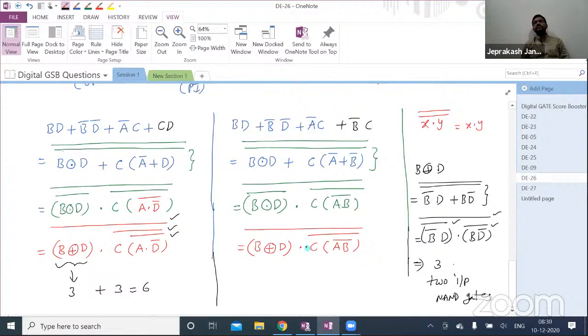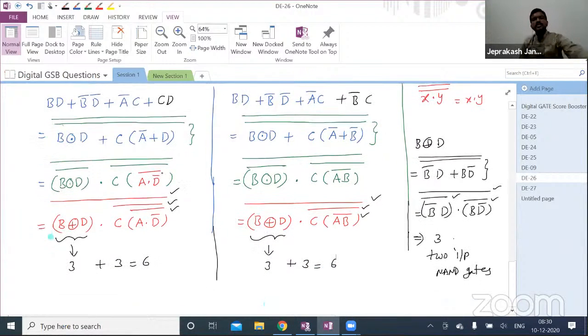Similarly, here also just observe how many 2 input NAND gates we require to implement this function. This one is 3. Here 1, 2, 3, right? So here also you are getting 6. Either this expression or this expression, you are getting 6 only. If you get different values among these two, whichever is the least, we will consider that one. But in this case, both give the same answer. So we require 6 2 input NAND gates.